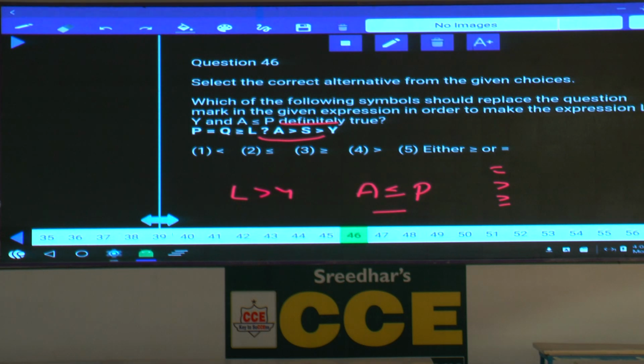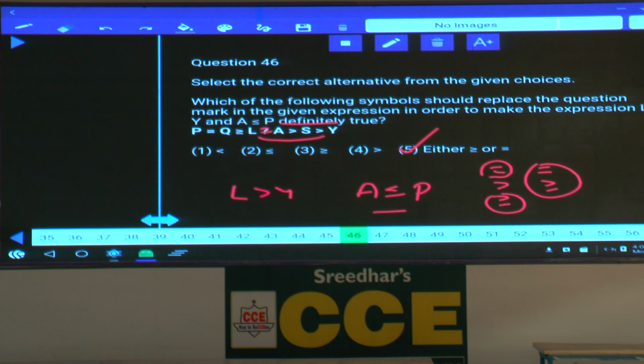Now, here what should be the symbol we should have? Either equal to or greater than or equal. P greater than or equals to A means in the reverse A lesser than or equals to P will also be true. Hence, which symbol should be there? Equal to and greater than or equals to should be present in this one. Then what is your answer? Choice 5. Are you following this one or not?